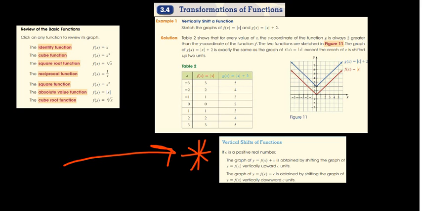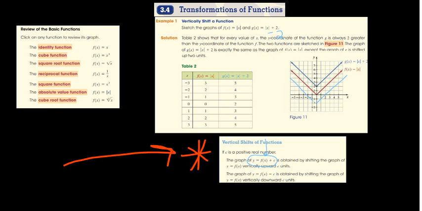So what does this mean? This is basically just saying this right here, y equals f of x plus c. It's saying that the y value of our function is gotten by taking the parent function, whatever it may be, and then plus c means we're shifting up c units. We can see an example of that in example 1. We have the parent function being the absolute value of x, and then we're shifting it up 2 units.